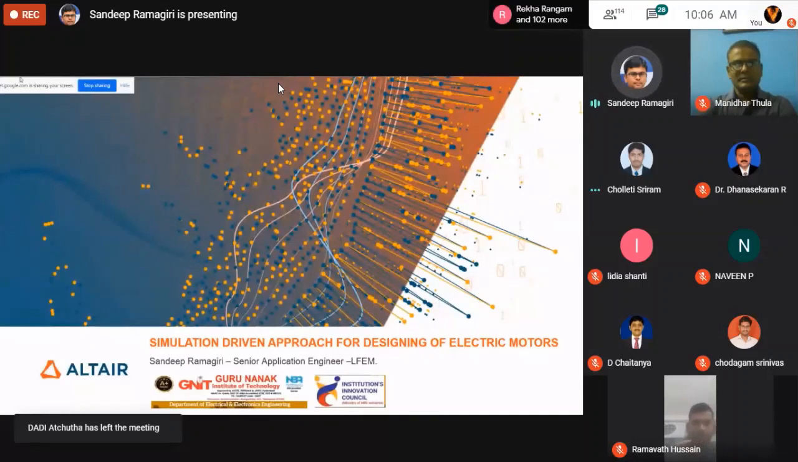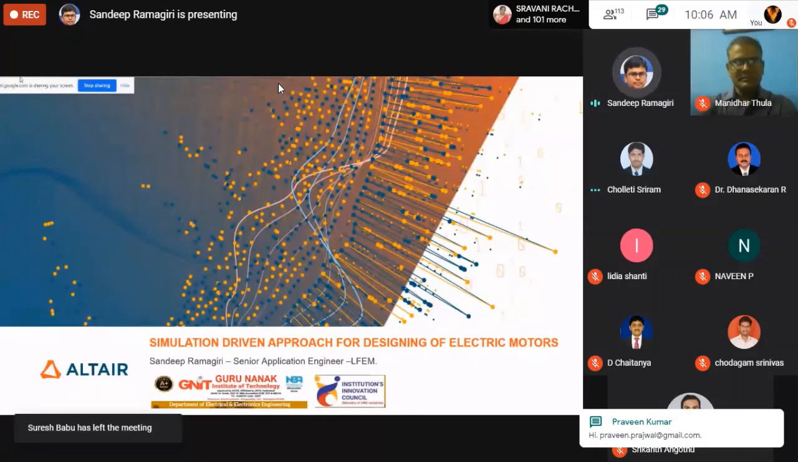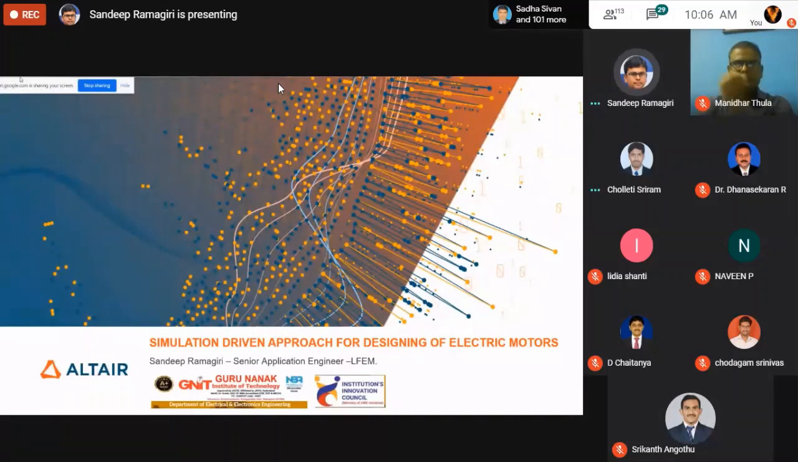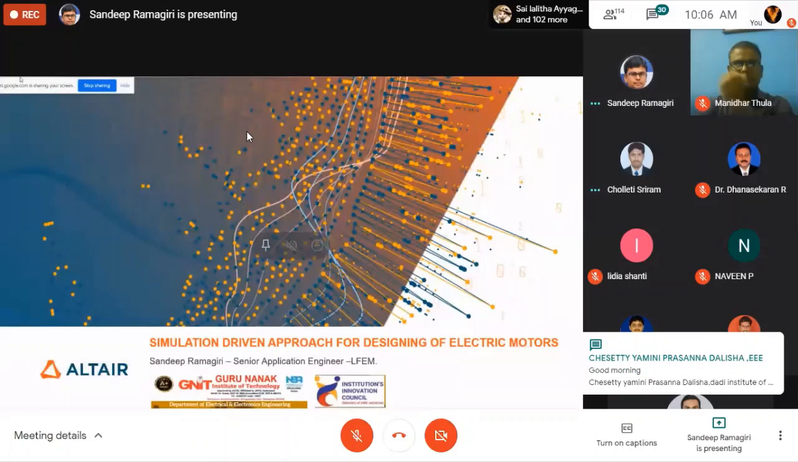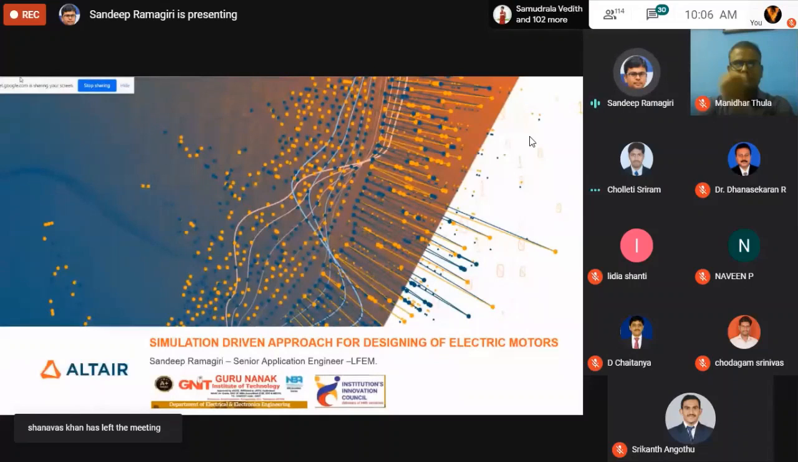So today's topic is a simulation-driven approach for designing electrical rotating machines. It's more focused on the motors that go into traction applications. When I say traction, it's the motors that go into electric vehicle applications. So the complete presentation will be focused on the motors that go into electric vehicle applications.